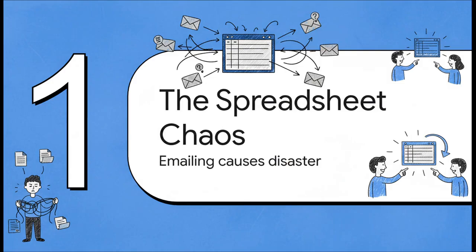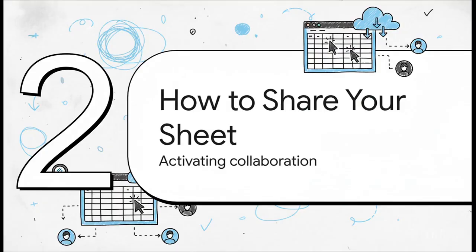When you email a spreadsheet, what you're really doing is creating multiple separate copies of it. And that's exactly how data gets lost. It's how you end up confused about which one is the latest version. And it is how you waste so much time trying to figure out who changed what. It truly is a recipe for disaster. So the very first step to a better workflow is to stop emailing and start sharing.